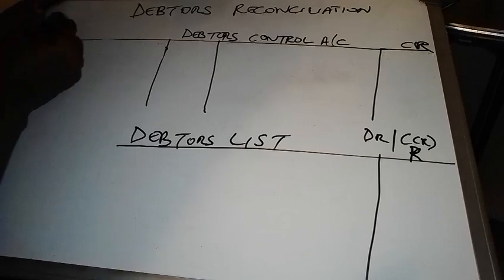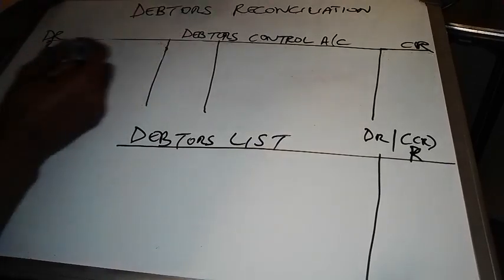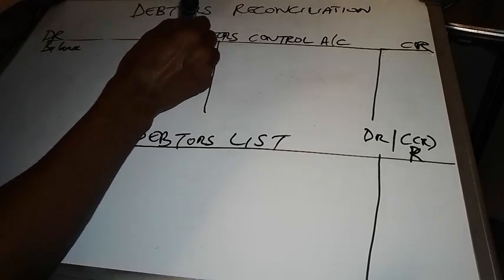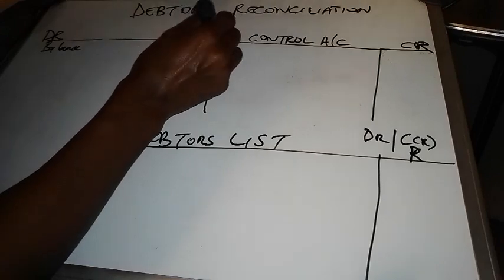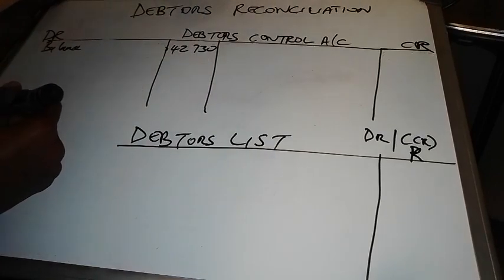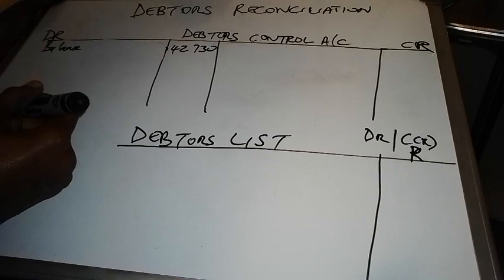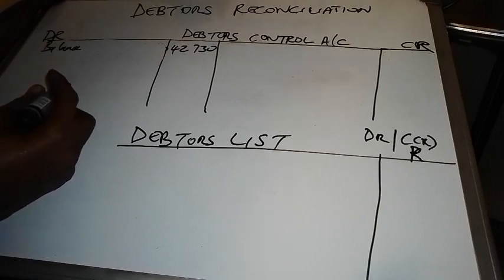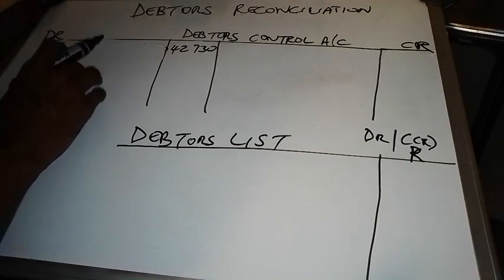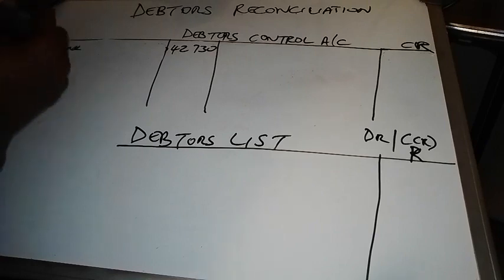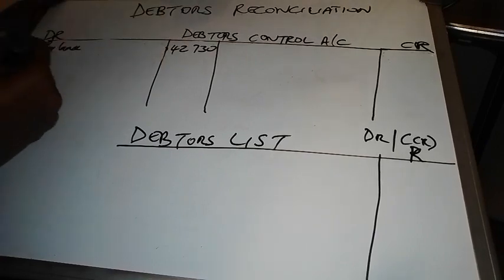Now let's go to the first item, which will be the balance of the debtors. How much is the balance? Is 42,730, right? 42,730. And then the next item, we will look on the debit side of the debtors control account. So the next item is creditors allowance. So creditors allowance falls under creditors control, so we're not going to include it here.